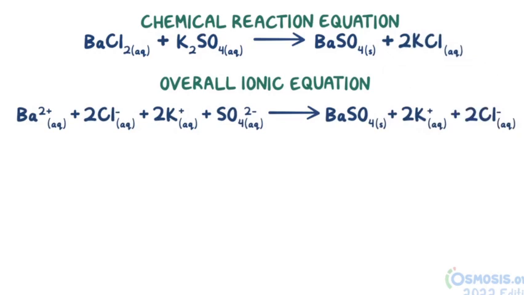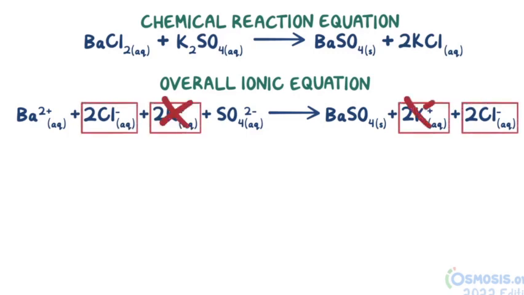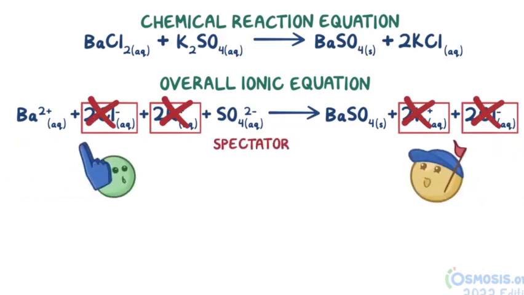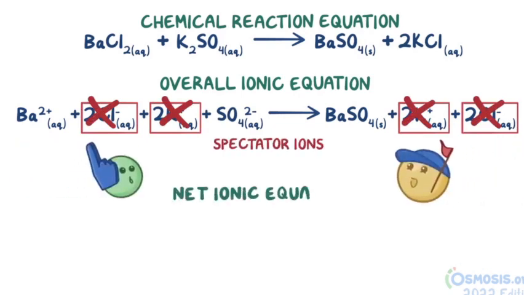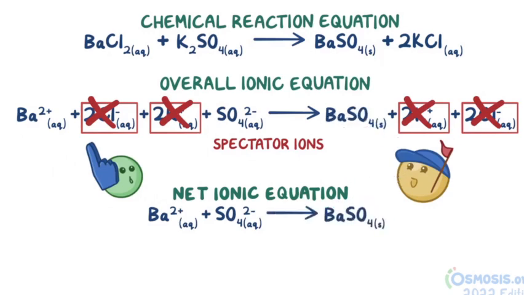We can see that potassium and chloride ions appear on both sides of this equation in equal numbers, and we can cancel them out. Therefore, they are our spectator ions. The net ionic equation then becomes sulfate 2- anions plus barium 2+ cations yields solid barium sulfate. Notice that once again, our equation is already balanced.